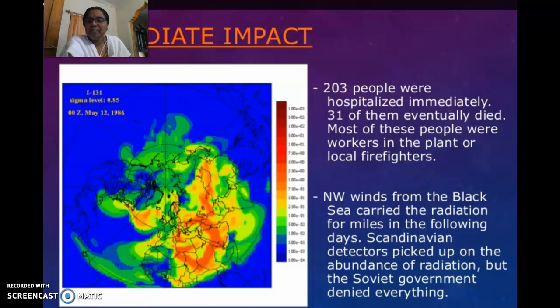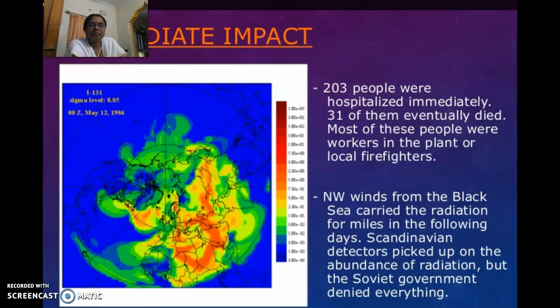What is the immediate impact? So 203 people were hospitalized immediately, and out of them 31 died on the spot, and most of them were workers in the plant or local firefighters.